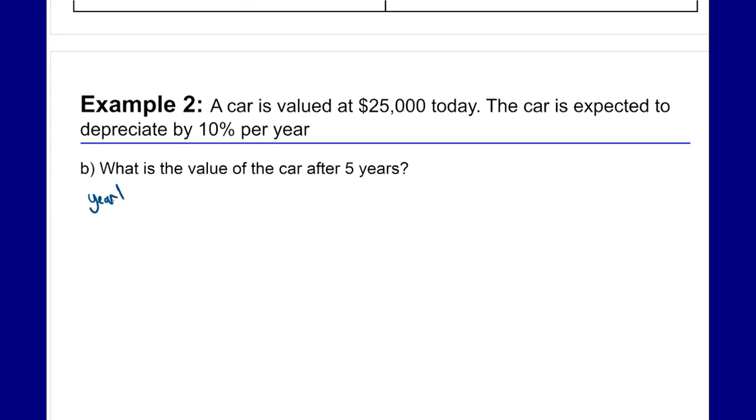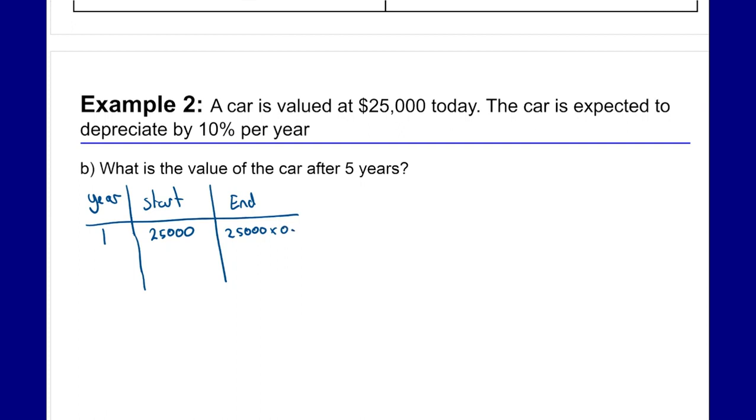Year 1. So look at the years, the start, the end. Right? We could go through and do all of that. Do at least 1 year so we get an idea how it works. So year 1 is 25,000. The end would be 25,000 times 0.90, which gave us the 22,500. Year 2, we would start at 22,500.